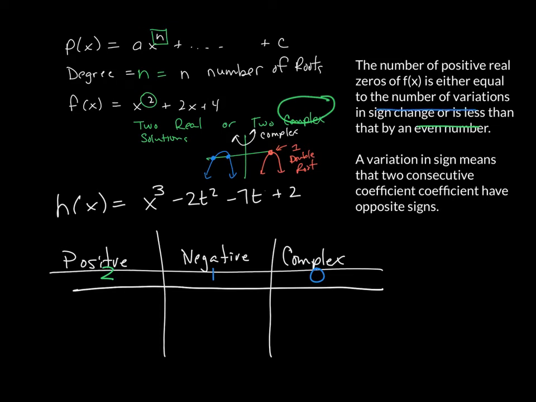Or the sign change is less than that by an even number. So if I go down from positive, I subtract 2 from that. That gives me a possible 0 positive, 1 still negative, but that 2 that I subtracted from here now will change the fact that there could be a possibility of 2 complex solutions.